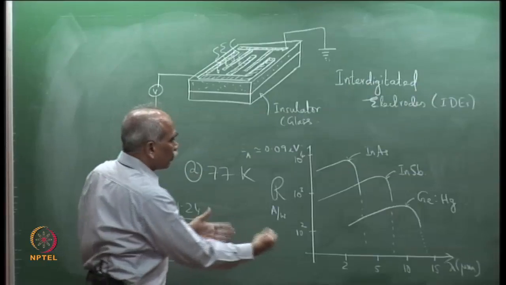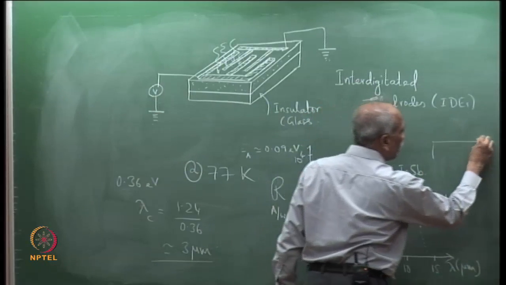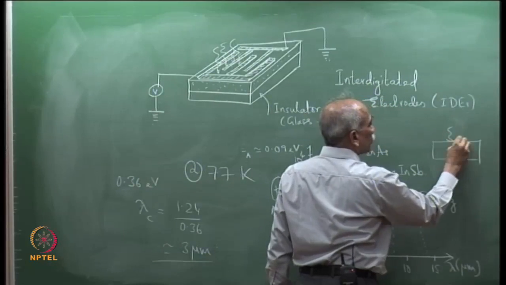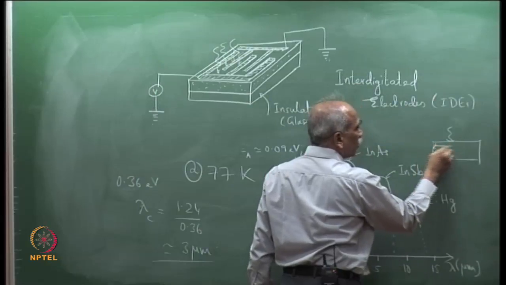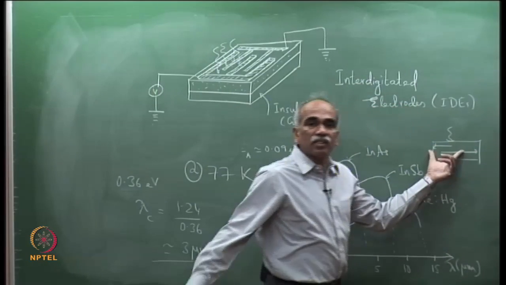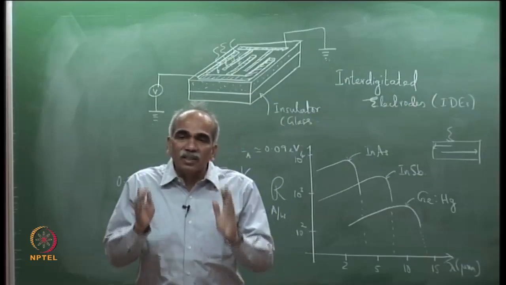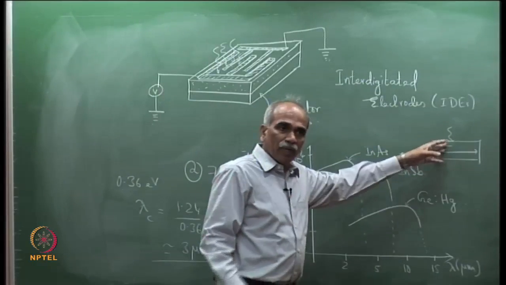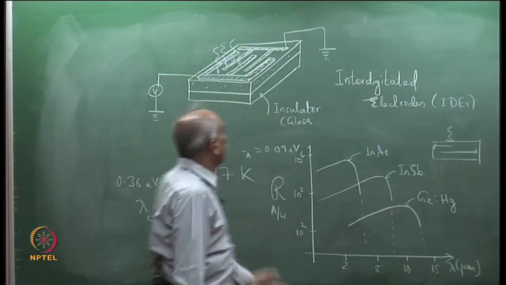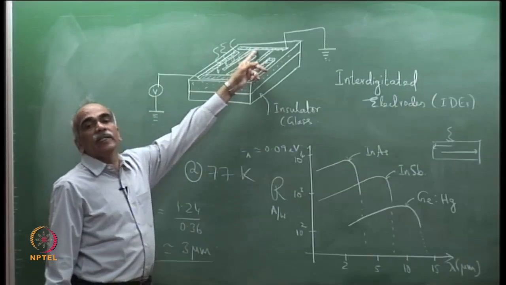It does not have to travel, as I had shown in the diagram earlier, where photons are incident and the electrons and holes have to travel a long distance. So, this increases the transit time. So, to minimize the transit time and hence to increase the speed, one uses IDEs.